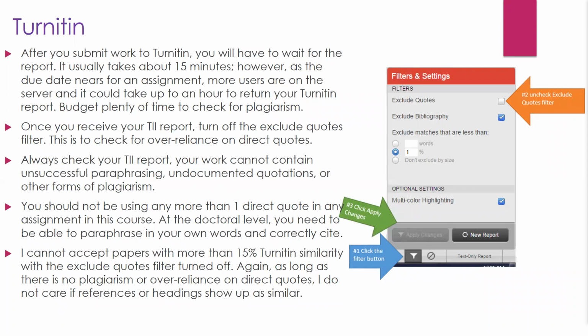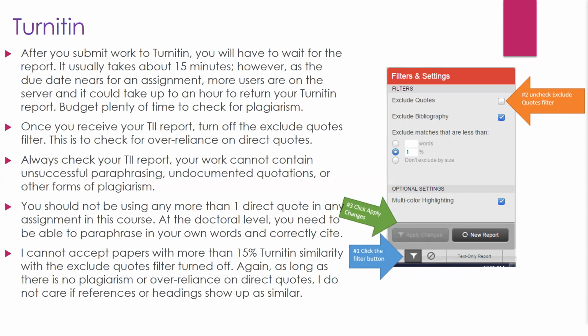One way to make sure that you don't have a high Turnitin percentage is first, don't use direct quotes in your paper. At the doctoral level, in a paper of this length, I would not expect to see any more than one direct quote, and it should be a short one, and it would also need to be a very, very important quotation that you couldn't possibly paraphrase in your own words. So limit the amount of direct quotes that you use.